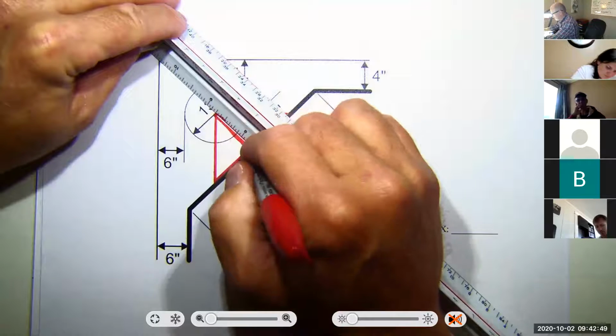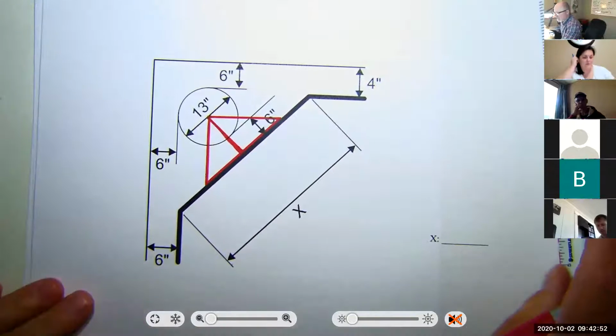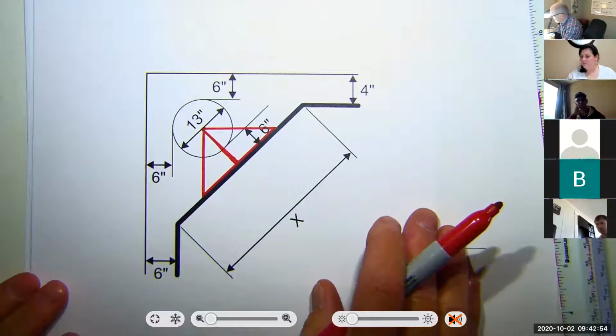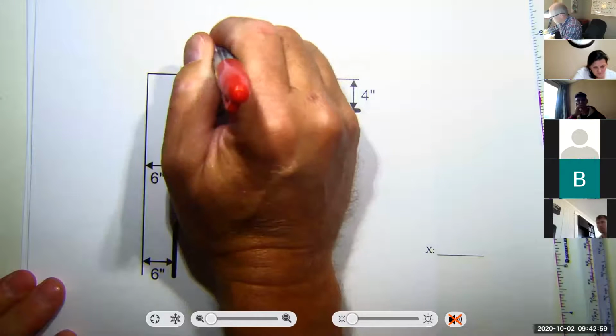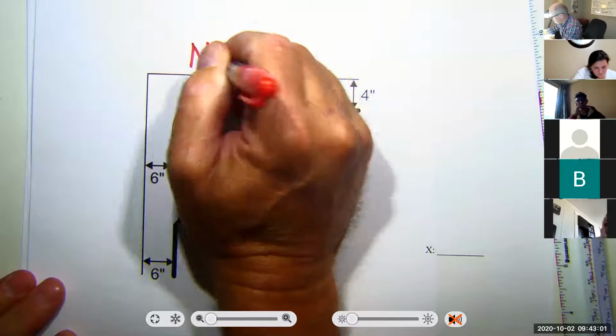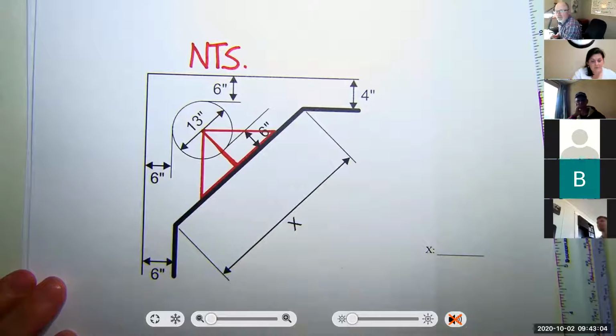Now, there is a caveat to all of this stuff, and I should have mentioned it right from the beginning, but I didn't. So I'm going to mention it now. None of this is to scale. None of it. We're just doing it purely for math purposes. So a lot of this will have an optical kind of delusion on some of the measurements. It's not to scale.